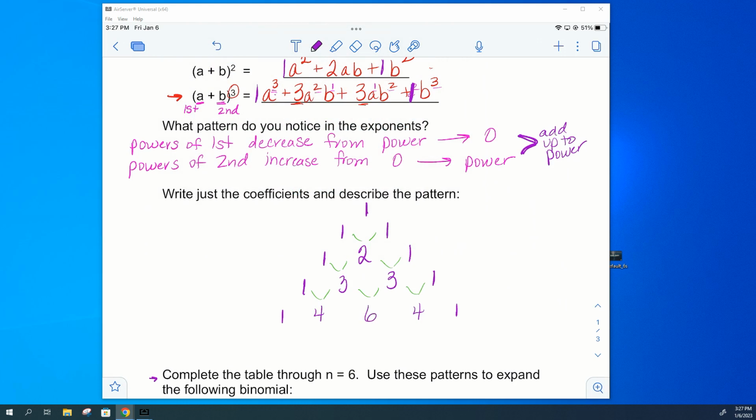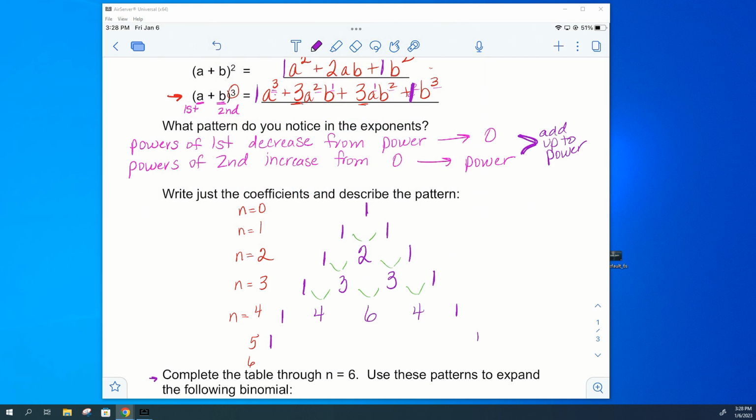Let's see if we can get the next row. It says go through n being 6. Because notice, this is when n is 0, n is 1, n is 2, n is 3, n is 4. And let's do 5 and 6. See if we can get those in there. So again, let's do some adding.